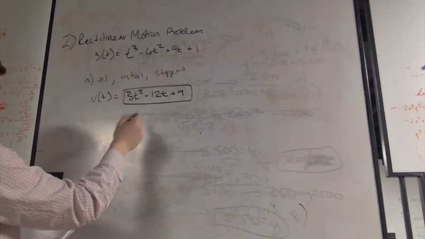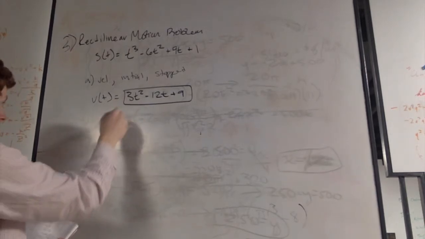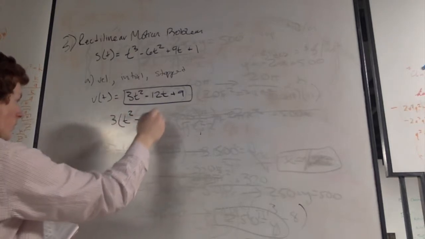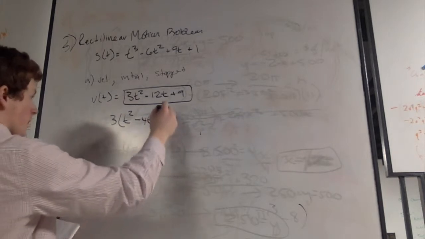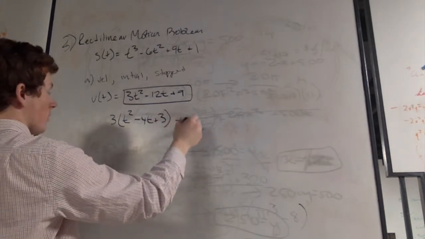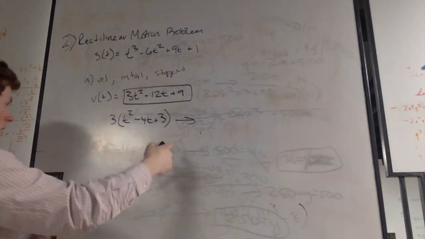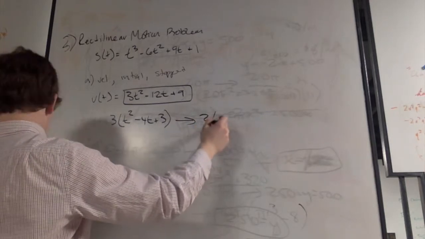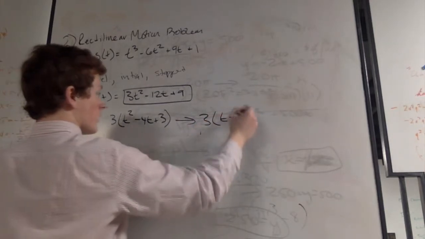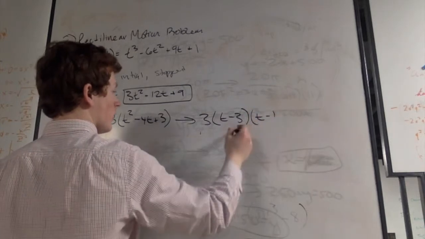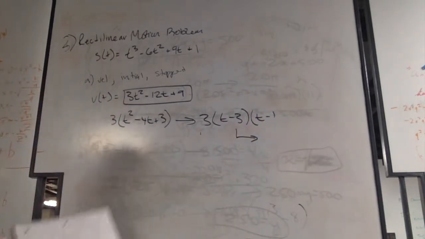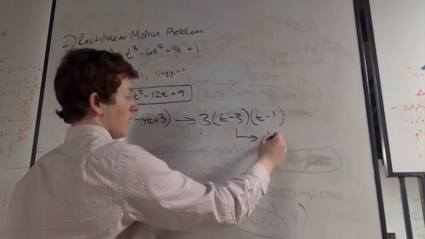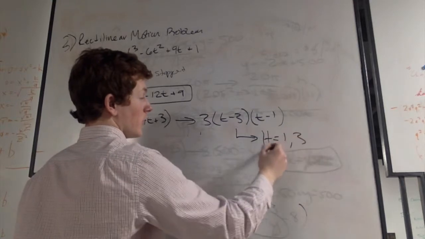You just factor that, and that would make it 3 times t squared minus 4t plus 3. And then this part factors into t minus 3 times t minus 1. So that means that the velocity is completely stopped when t is equal to 1 and when t is equal to 3.